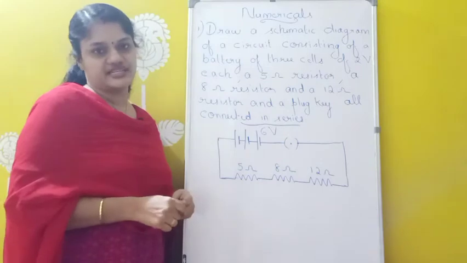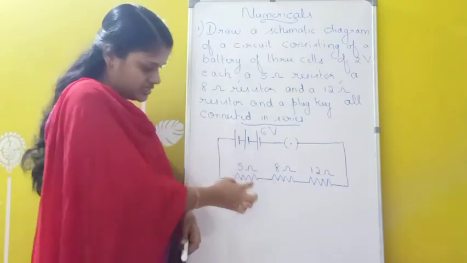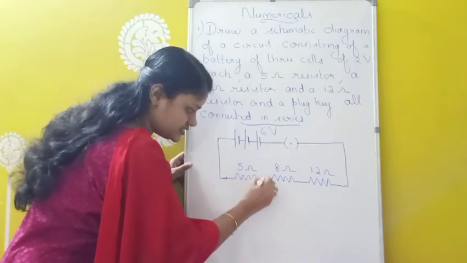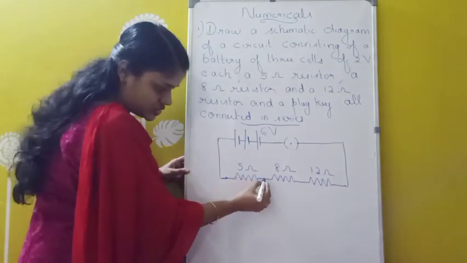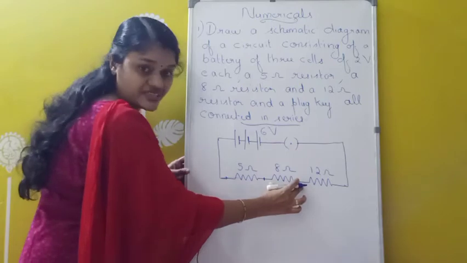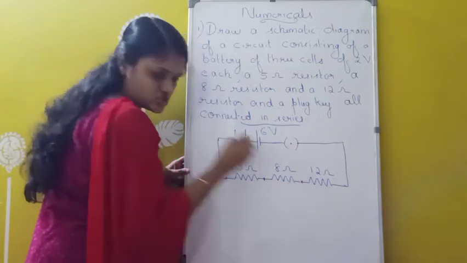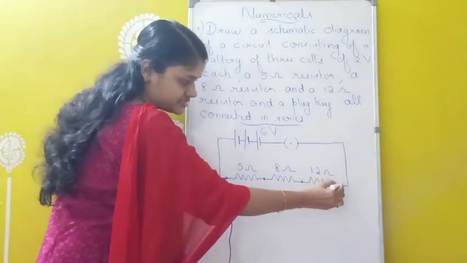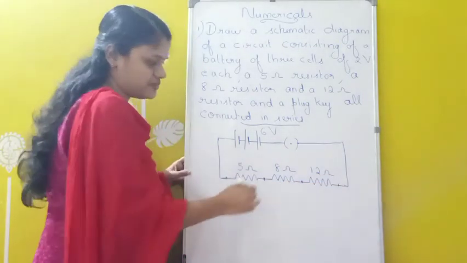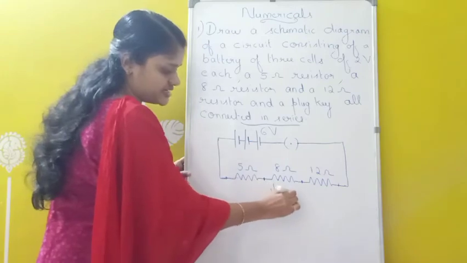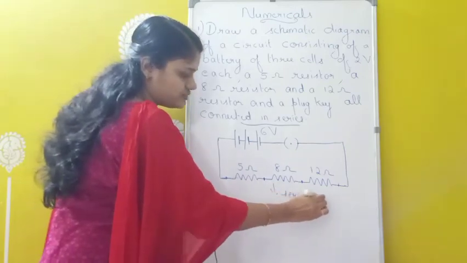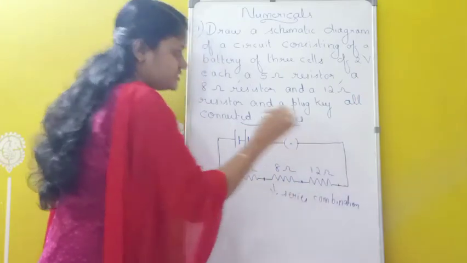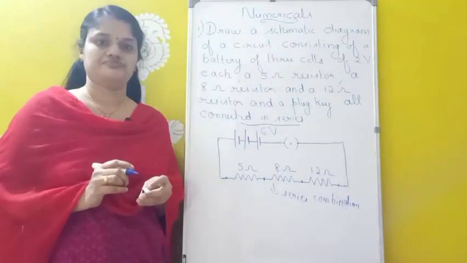Everything connected in series. So series means end to end connection. To the end of this resistor, suppose this is the 5 ohm resistor. Then to the end of this 5 ohm resistor we are connecting which one? This 8 ohm resistor. Next, to the end of the 8 ohm resistor we are connecting which one? 12 ohm resistor. And this end to end connection can be called as which one? Series combination. So here it is a series combination of resistors. So this is the circuit diagram.